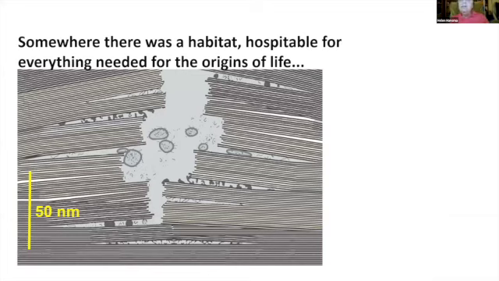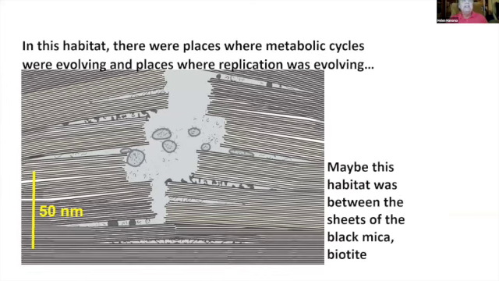Okay. Somewhere there was a habitat hospitable for everything needed for the origins of life. And this is showing biotite mica sheets with a variety of niches for biological molecules and lipid vesicles. 50 nanometers is 50 biotite or mica sheets. Okay, good. At any rate, in this habitat, there were places where metabolic cycles were evolving and places where replication was evolving. Maybe this habitat was between the sheets of the black mica biotite.